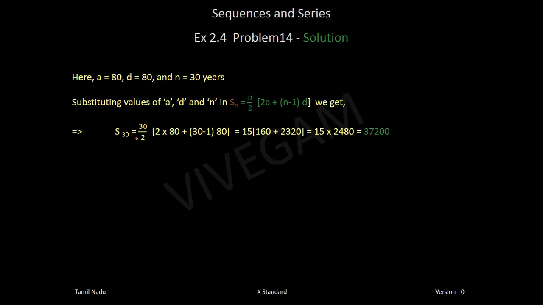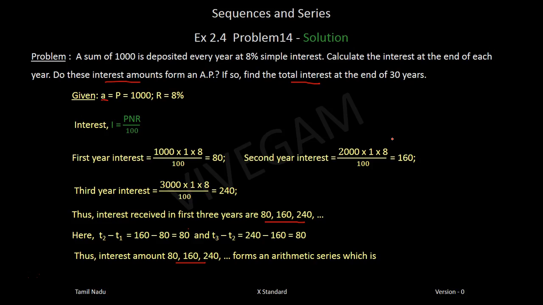So what will happen? The sum will be equal to N by 2, that is 30 by 2, into 2 into A, that is 2 into 80, plus N minus 1, that is 30 minus 1, into D, D is again 80. So this will become 160 plus 29 into 80, that is 2320. The sum of this is 2480, that multiplied by 15 gets you 37,200. So the total interest amount received in the 30 years is 37,200. You got it?